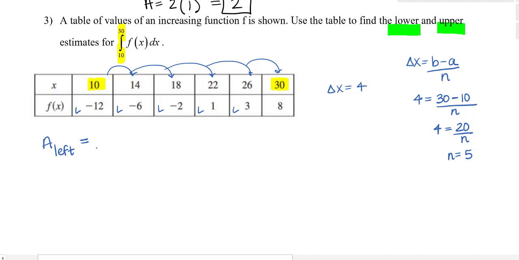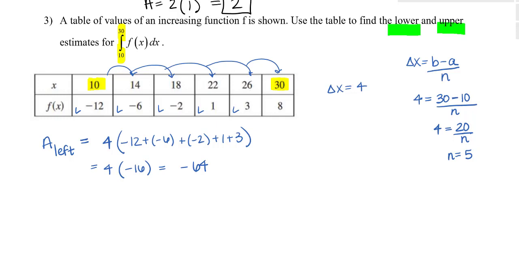All right, so the area is going to be the width of each rectangle, which delta x is 4, times all of these subsequent heights. So negative 12 plus negative 6 plus negative 2 plus 1 plus 3. And that should give me 4 times negative 16, or an area of negative 64. Now, I'm not going to necessarily say right now whether that's a lower estimate or upper estimate. Let's go ahead and find the other one, and we can determine that.